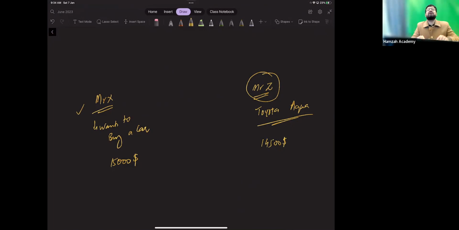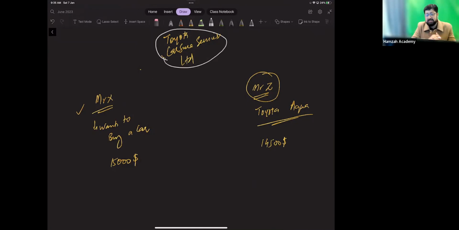So here Mr. X needs the services of an expert who can guide him about the car of Mr. Z, so that Mr. X can be sure about whether to buy it or not. For example, there is Toyota Car Shore Services Limited, a company which provides this service. They are expert in checking cars. They have specialized knowledge.